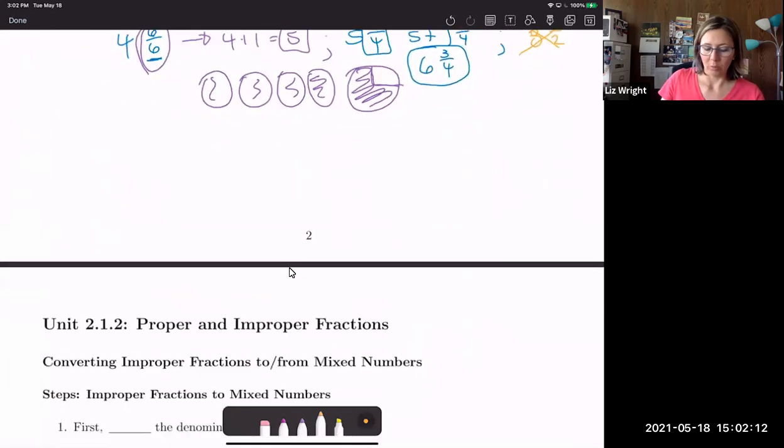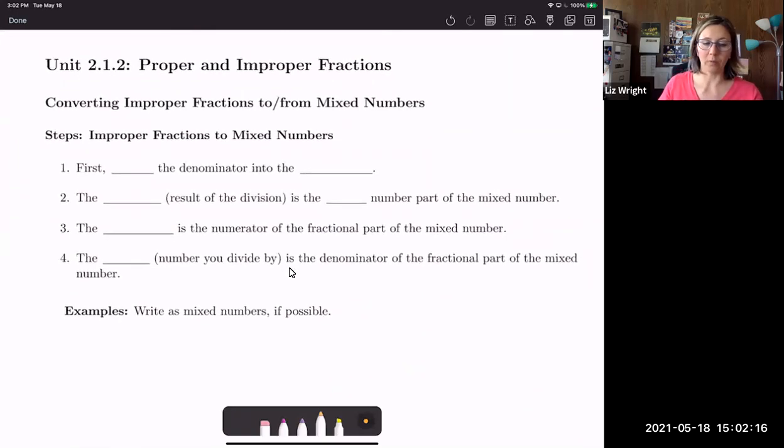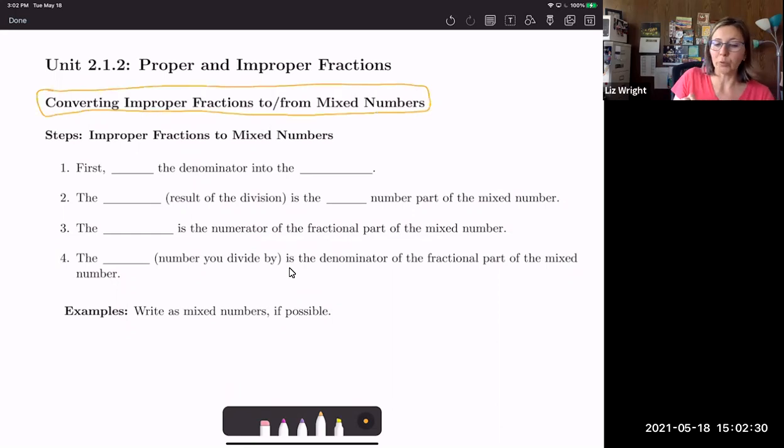Okay. We are going to go ahead and dive into the next topic of unit 2.1.2, proper and improper fractions, and then that'll be the end of this video. So proper and improper fractions. So here are your steps for converting improper fractions to and from mixed numbers. We're first going to go from improper fractions to mixed numbers.